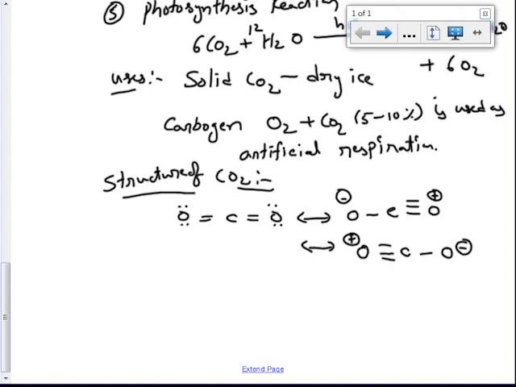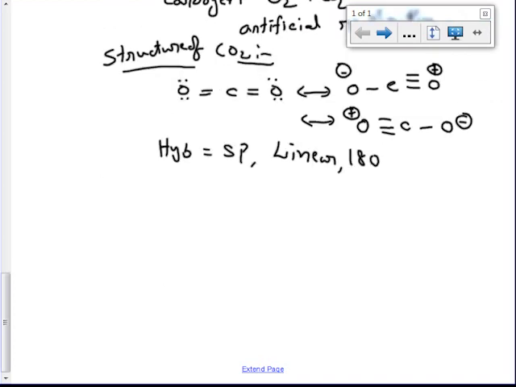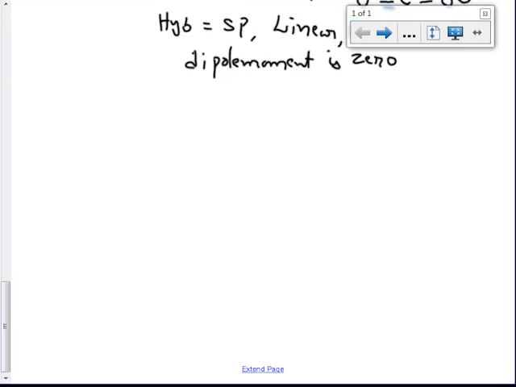So these are the resonating structures of carbon dioxide. The hybridization of carbon is sp, the shape is linear, the bond angle is 180 degrees, and then the dipole moment. In 11th standard, in the periodic table chapter, we see dipole moment as a concept. The dipole moment of carbon dioxide is 0, since the molecule is linear. So this is about carbon dioxide.